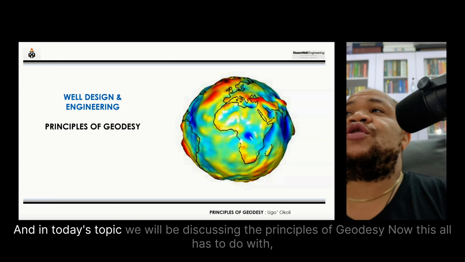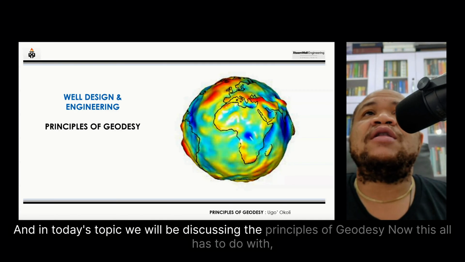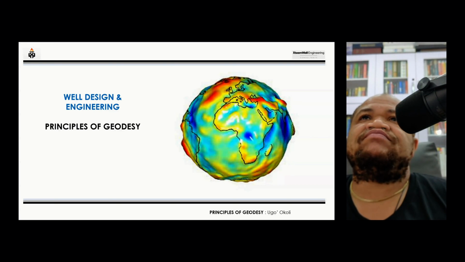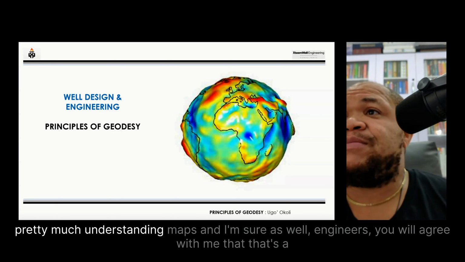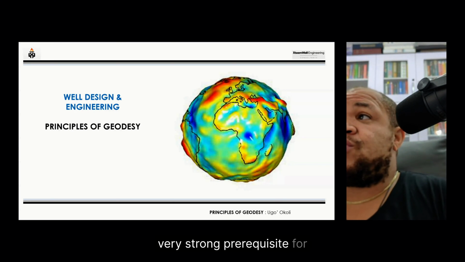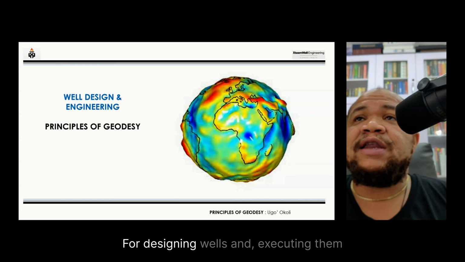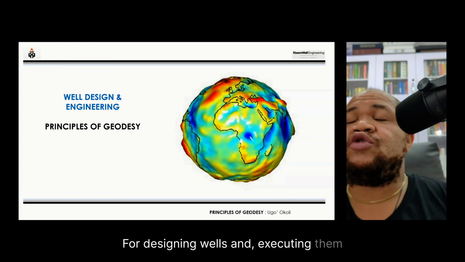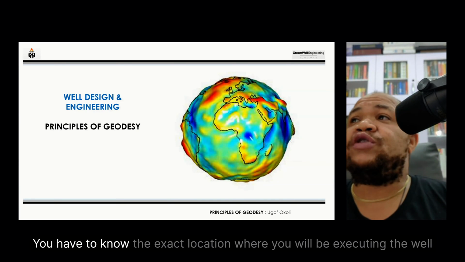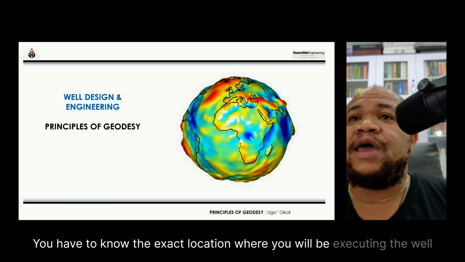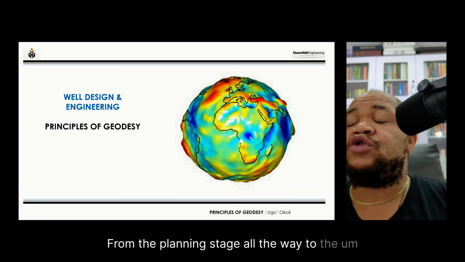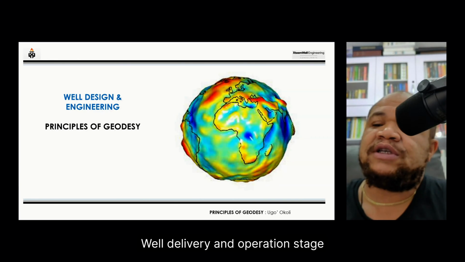And in today's topic, we will be discussing the principles of geodesy. Now, this all has to do with pretty much understanding maps, and I'm sure as well engineers, you will agree with me that that's a very strong prerequisite for designing wells and executing them. You have to know where you're going to be drilling the well. You have to know the exact location where you will be executing the well from the planning stage all the way to the well delivery and operation stage.